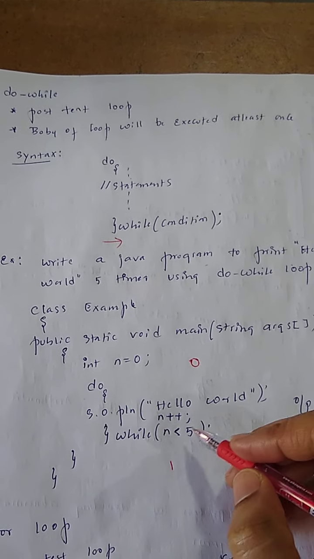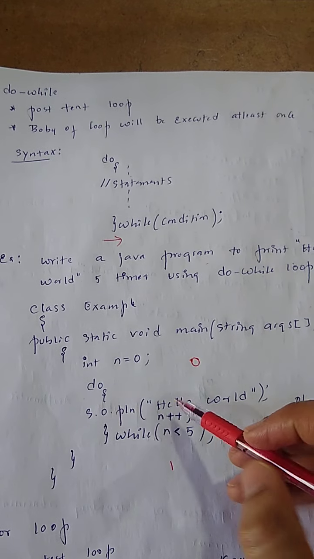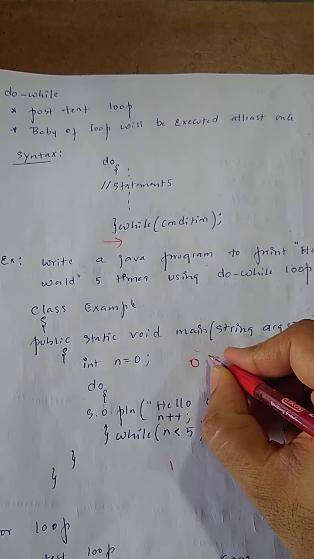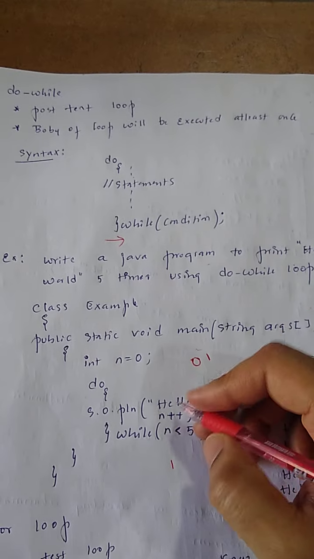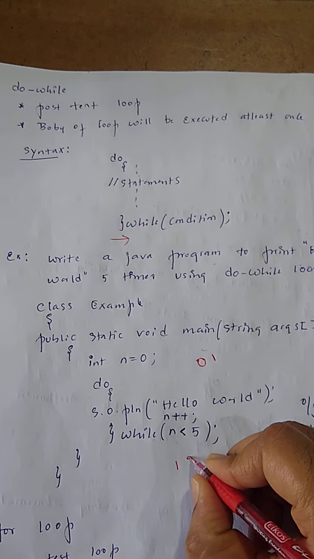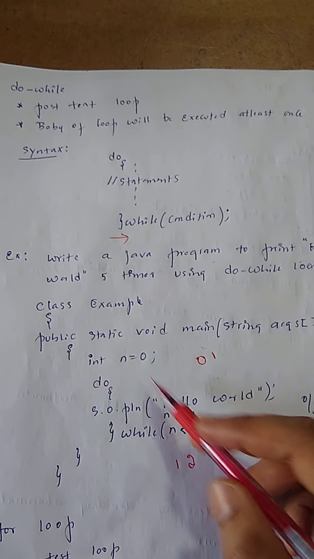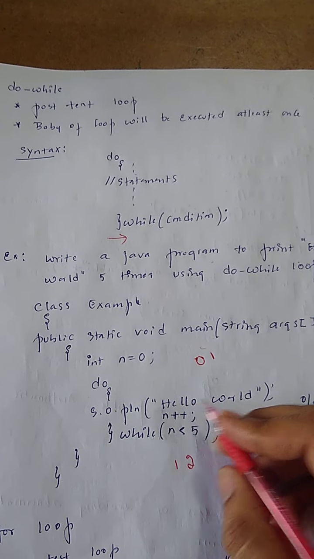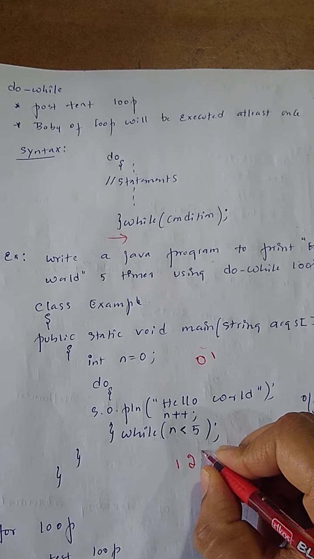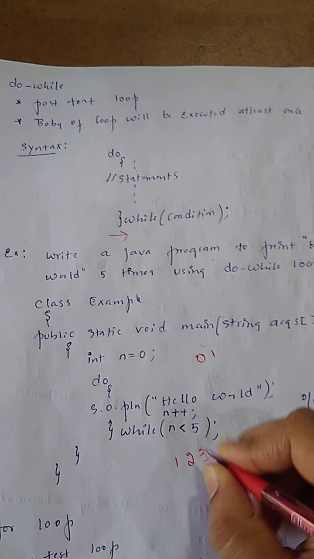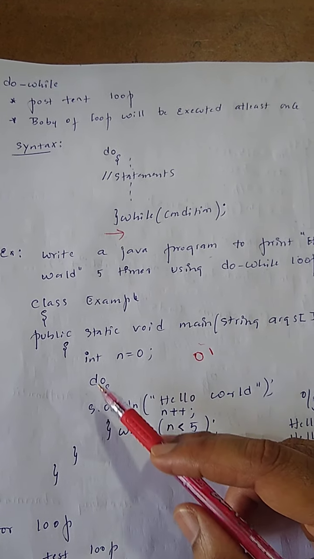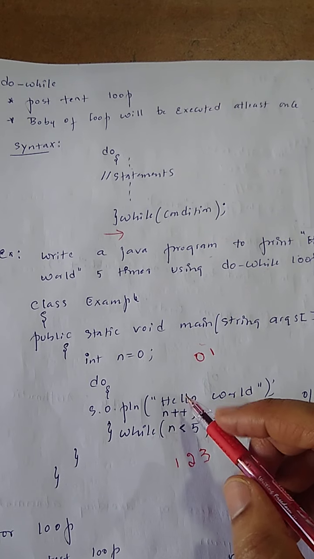Whether 1 is less than 5: true, so the body will be executed one more time, and it is going to print one more time for 1. Next n is going to become 2. Again, whether 2 is less than 5: true, the body will be executed and it will print "allow word", and n will become 3. So 3 is less than 5, true, so it will execute one more time and print "allow word".